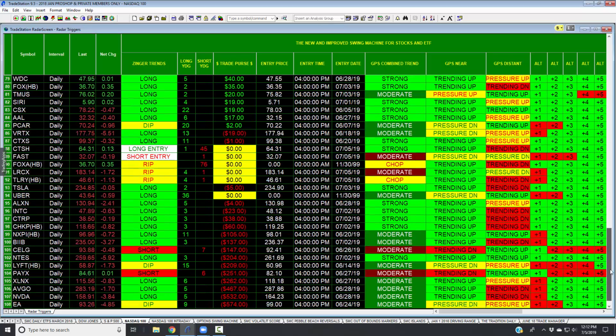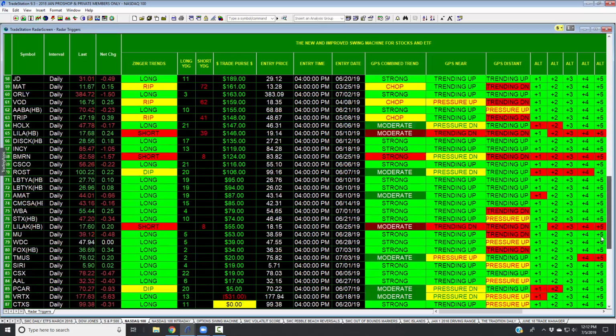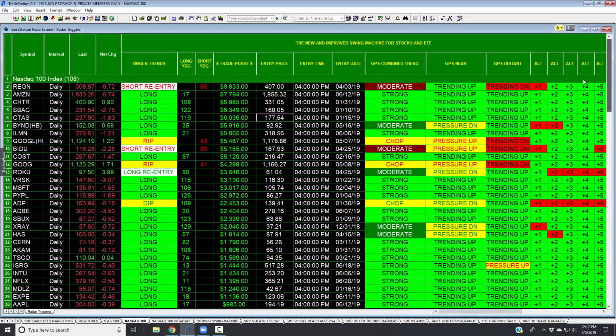And do we have drawdowns? Sure we do. But they're very, very small. And if they lose, they're very, very small. Because Swing Machine does not get emotional, doesn't get greedy, doesn't get stubborn, doesn't have any of those human emotions. So we scroll this back, and that's a beautiful way to go.